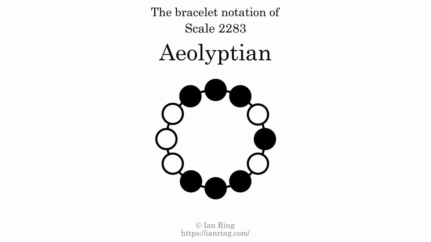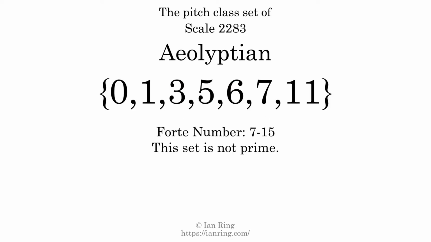This is a bracelet notation diagram of scale 2283. The shaded circles represent tones that appear in the scale, and they are read clockwise, starting at the top. The pitch class set for this scale is 0, 1, 3, 5, 6, 7, 11.